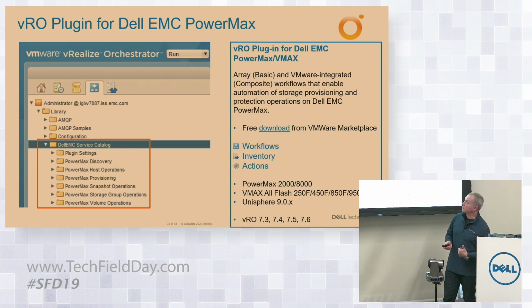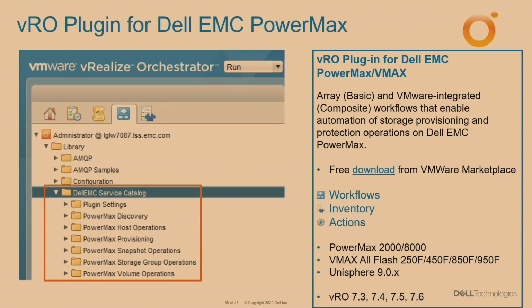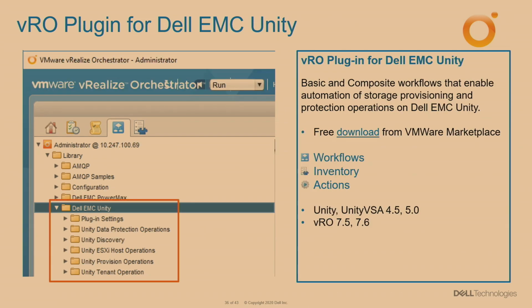This is the list of capabilities we have for the PowerMax vRO plugin. We have three categories that this plugin enables. Essentially, we provide automated workflows, inventory discovery, and a list of actions that can be performed against the PowerMax storage objects. Similar to PowerMax, we have a vRO plugin for Dell EMC Unity. Both plugins are available on VMware Marketplace. They are free to use and fully supported by Dell EMC.